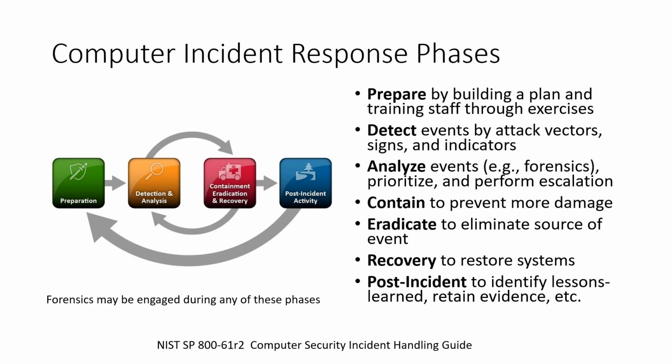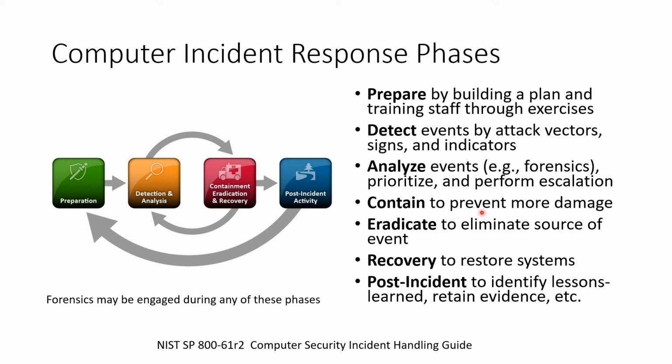One of the ways to do a computer incident response phase is taken from the NIST, National Institute of Standards and Technology, special publication 800-61 R2. This is just one approach. There are many, but the basic functions have to exist. You have to prepare, build a plan, train staff through exercises, detect the events by the attack vectors, signs, and indicators, analyze it. Here's the forensics, prioritize, perform escalation. At any time, forensics may be engaged during these phases.